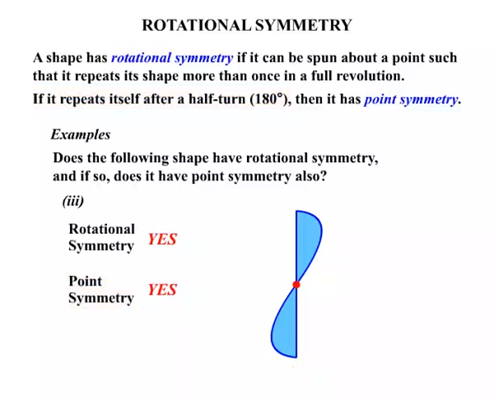Excellent. Well, that concludes the lesson. So remembering rotational symmetry, if it can be spun about a point such that it repeats its shape more than once in a full revolution, and if it repeats itself after a half turn, 180 degrees, then it has point symmetry.